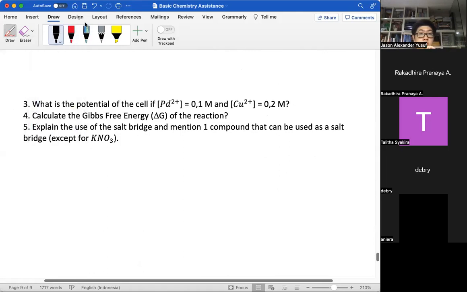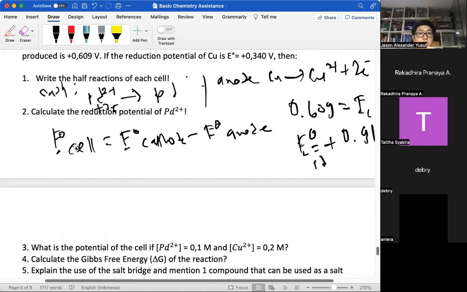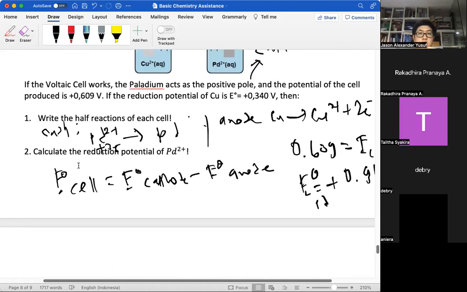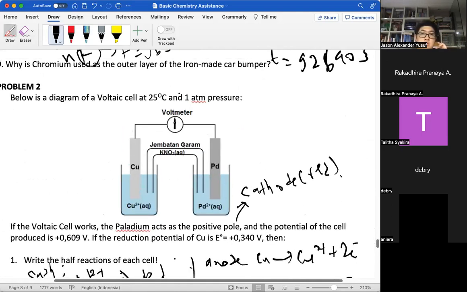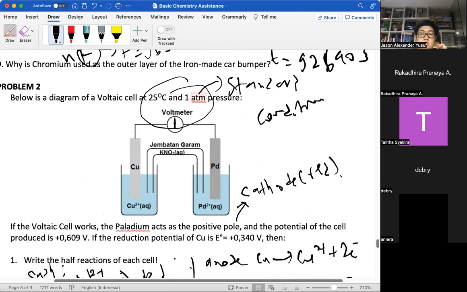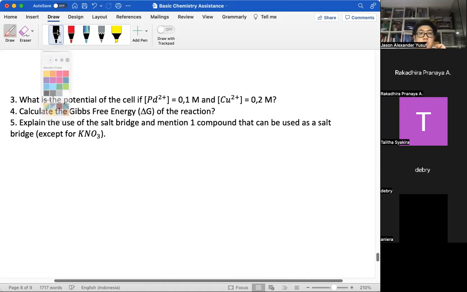Before I forget to tell you, this is called the standard cell potential. By standard, it means this is measured under standard conditions, which is 25 degrees Celsius and 1 bar. So I'll just write this down here: at 25 degrees Celsius and 1 bar, these are standard conditions. Also, for standard, this is 1 molar. This is 1 molar. Okay, and now let's go on.